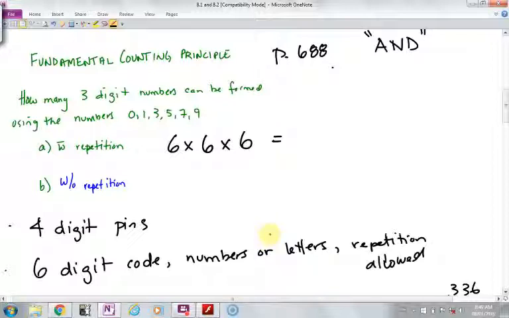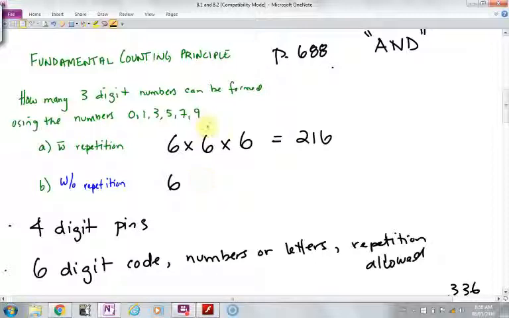Is that what it is? Yeah. Okay? So there's 216 ways of making a 3-digit passcode from those numbers if I'm allowed to repeat. Now, if I'm not allowed to repeat, if I can't repeat any of the numbers, then how many choices? Yeah? How'd you get that?